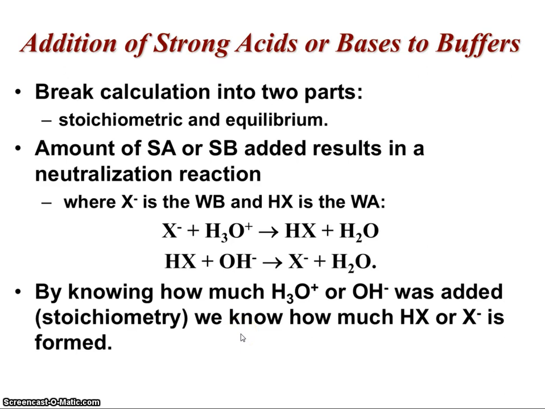All right. We're going to break our calculation for a buffer into 2 parts. We're going to calculate the amount of strong acid or strong base added. That results in a neutralization reaction where X minus is the weak base and HX is the weak acid. So X minus plus H3O plus is going to give me the conjugate acid and water. And if I take my conjugate weak acid and I add some strong base to it, I'll end up with a conjugate base and water. By knowing how much strong acid or how much strong base was added stoichiometrically, we know how much of the conjugate weak acid and conjugate weak base is formed or left in solution.